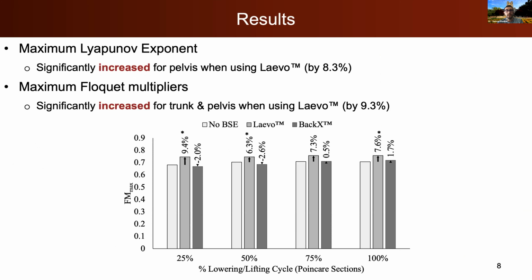Our results showed that using Levo significantly increased maximum Lyapunov exponent for pelvis segment by up to around 8%. Also, Levo use significantly increased maximum Floquet multipliers at all Poincare sections for both trunk and pelvis by up to around 10%, as you can see in this figure.